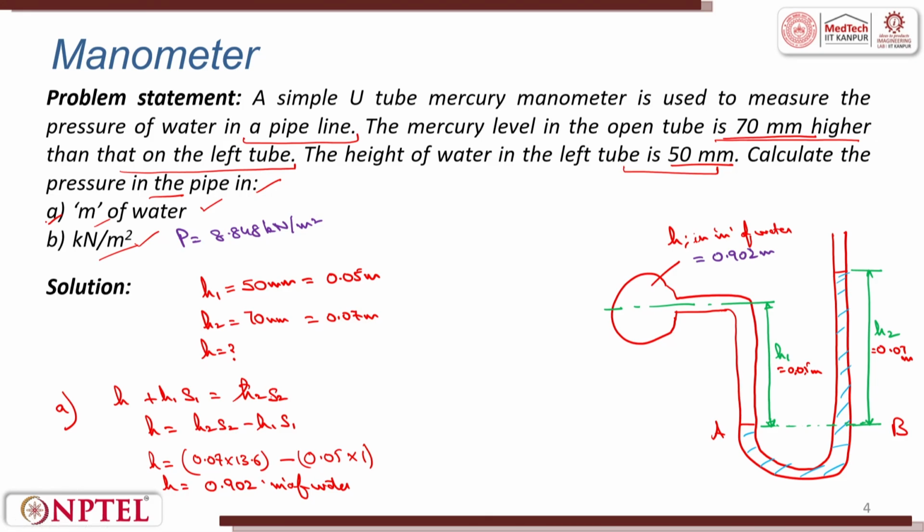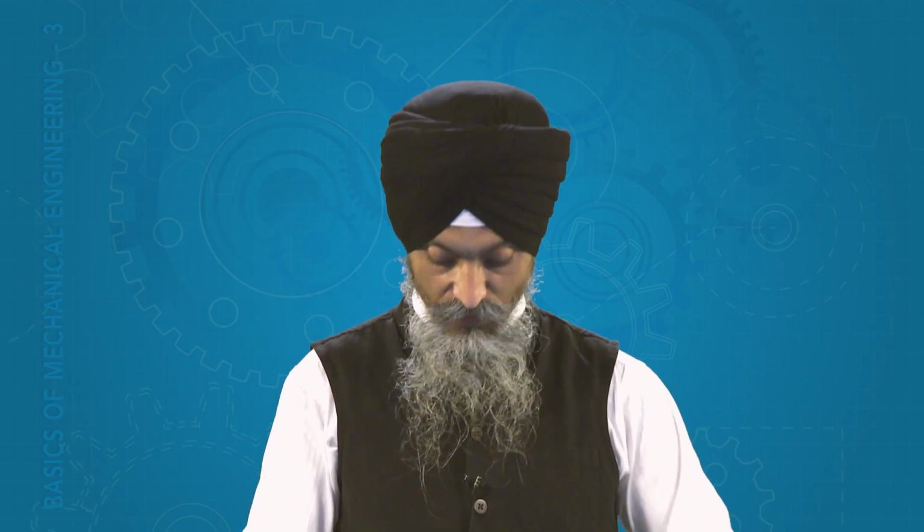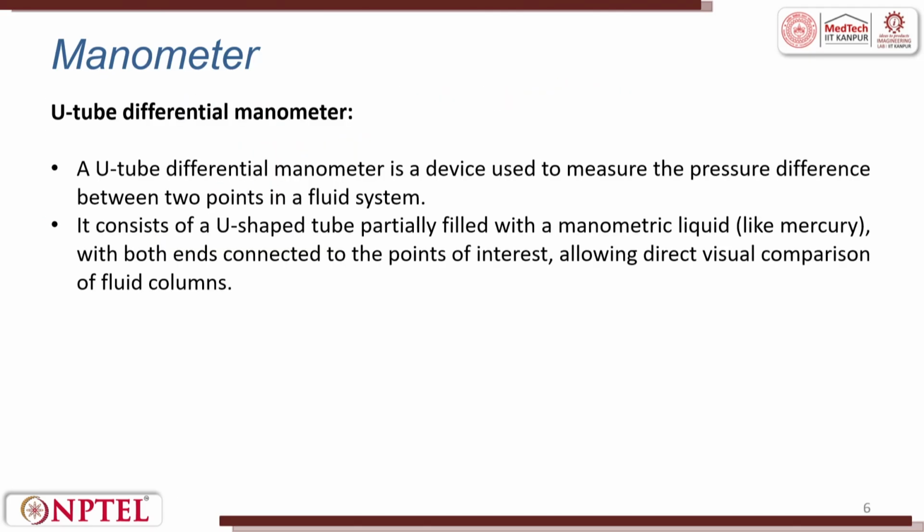Now, this was a simple manometer. There is a U-tube manometer as well. For U-tube manometer, let me recall the theory part here. U-tube manometer is a differential manometer. So, U-tube differential manometer is a device used to measure the pressure difference between 2 points in a fluid system. It consists of a U-tube partially filled with a manometric liquid like mercury, both the ends connected to the points of interest, allowing direct visual comparison of the fluid columns.